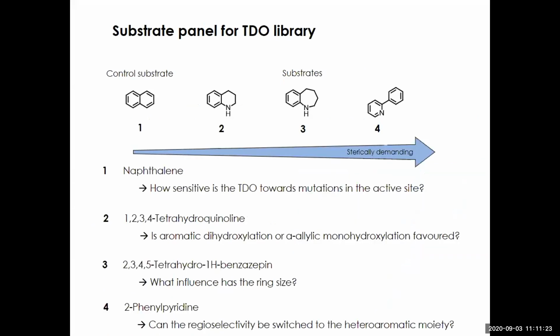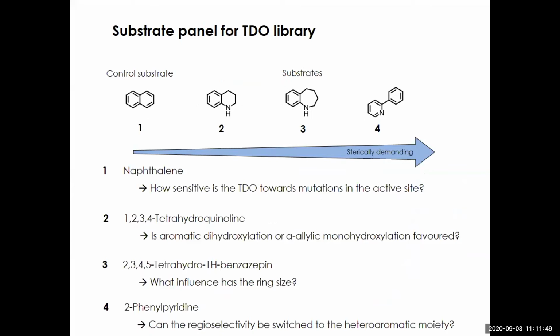We tested this library, the whole library, for a variety of different substrates, and I want to talk about especially 4 substrates here. For each of these substrates, we had different questions. So, for example, naphthalene, which we used as control substrate, we want to answer the question how sensitive the whole toluene dioxygenase is towards mutations in the active site.